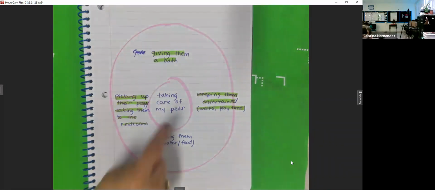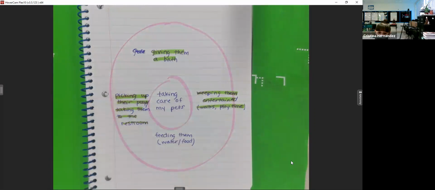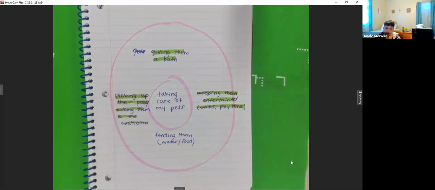Which one are you doing, Anella? What did you put in the middle? What are you deciding to put in the middle? I need to know so you can write your paper. I haven't really thought, but I'm thinking of just taking care of pets. It's kind of easy for me because I don't really have to do anything. I just have to let them in and then just give them a bath.